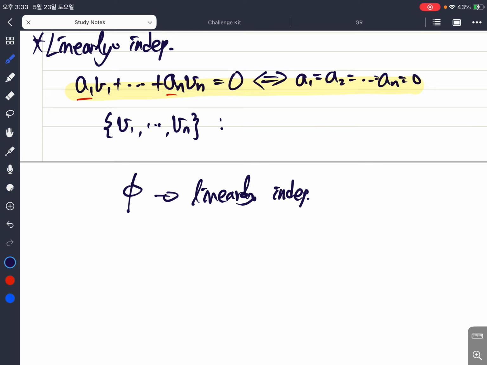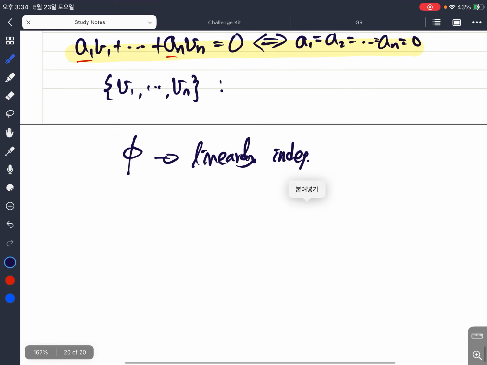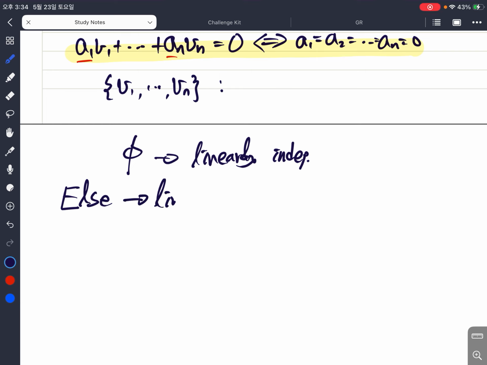I'm thinking just like that, because linear independence assumes that there is a vector, but because there is no vector, the statement holds vacuously, and we can say it is linearly independent. So we define the empty set as a set of linearly independent vectors also. The other case is called linearly dependent.